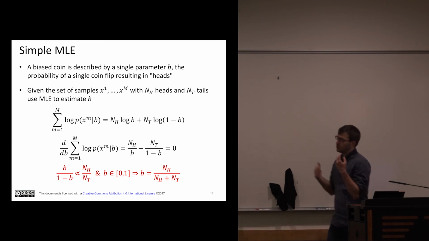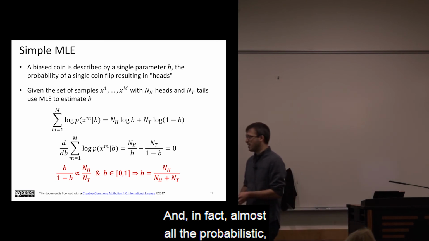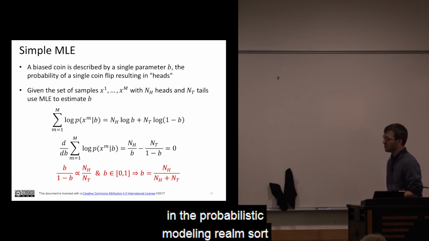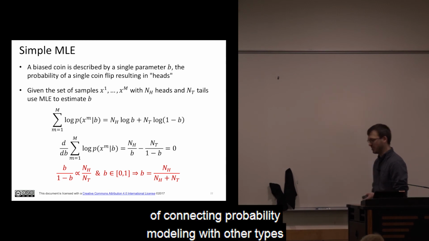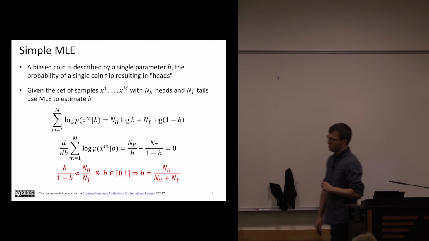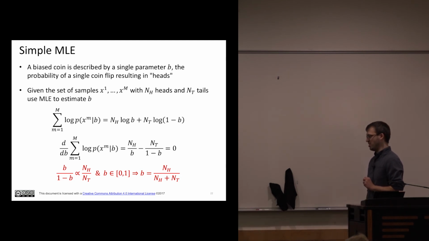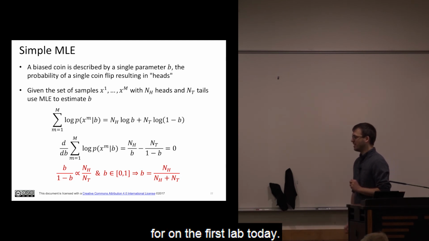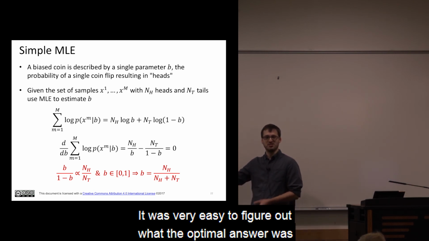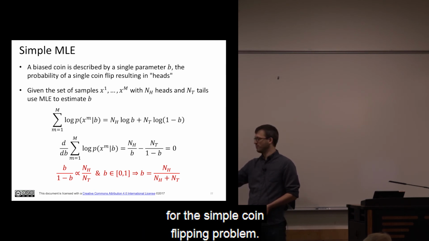And in fact, almost all of probabilistic modeling works this way. A lot of my work sits in the probabilistic modeling realm, connecting probability modeling with other types of machine learning methods like deep neural networks, which you'll get a little bit of a flavor for on the first lab today. But the principle is very much the same, right? We're looking at something simple here. It was very easy to figure out what the optimal answer was for this simple coin flipping problem.